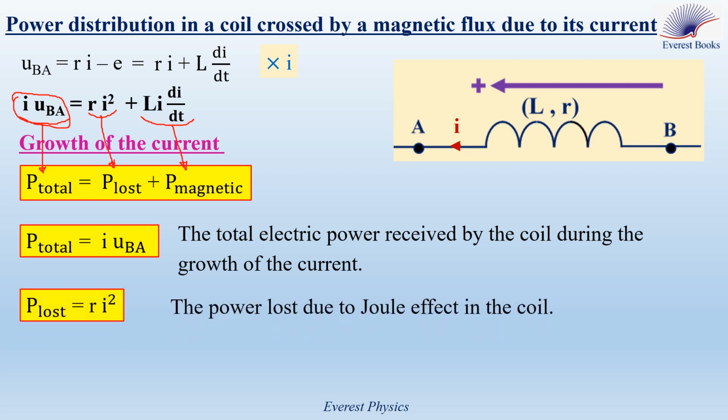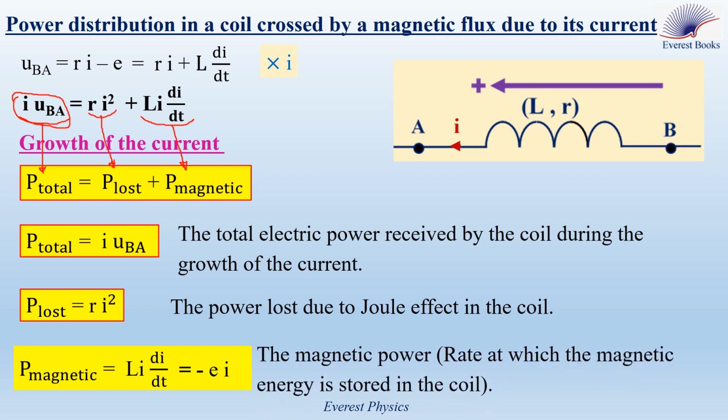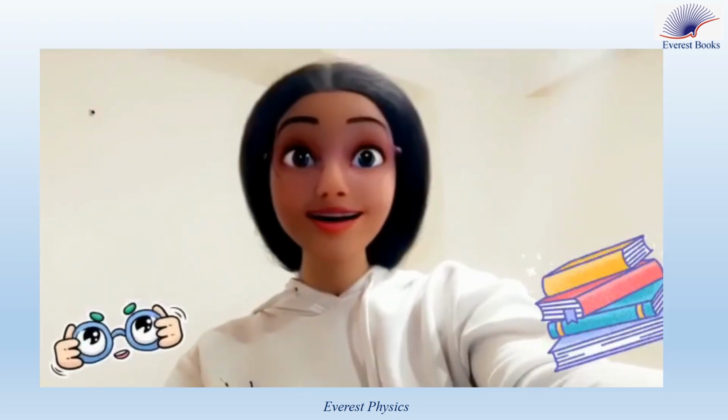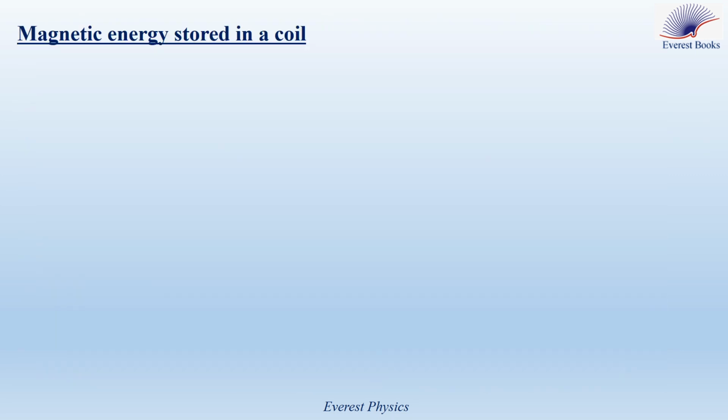Ri squared is the loss in the power due to Joule effect in the coil, and the magnetic power is equal to Li di by dt. But L di by dt is equal to minus E, so the magnetic power can be written as minus E times i. The magnetic power is also called the rate at which the magnetic energy is stored in the coil. Focus, please. This is important.